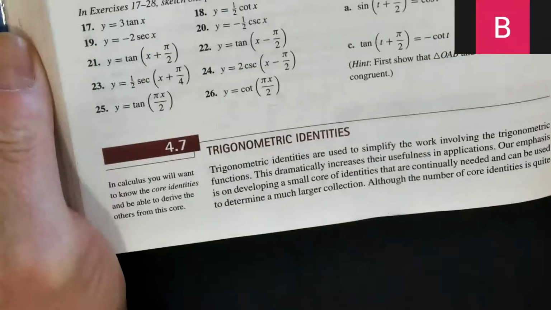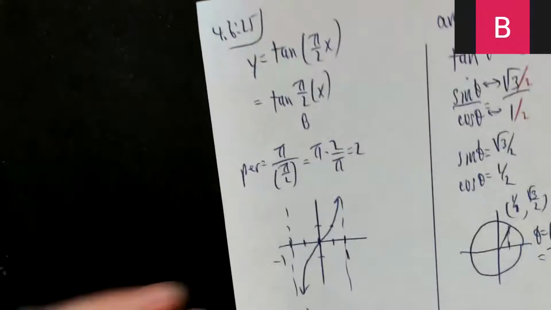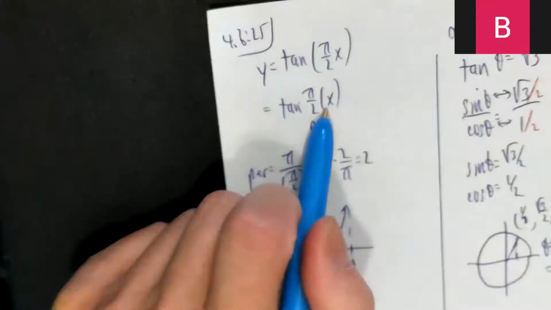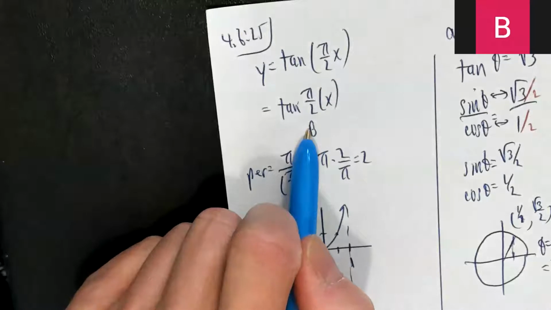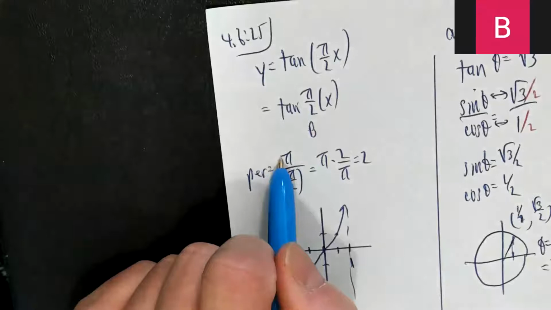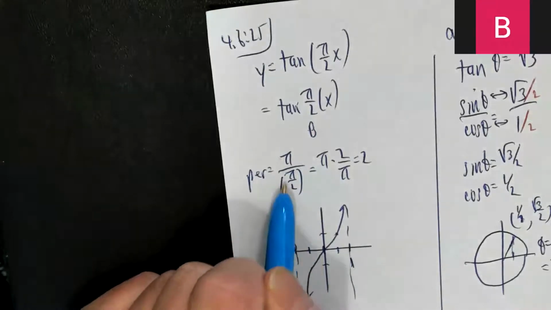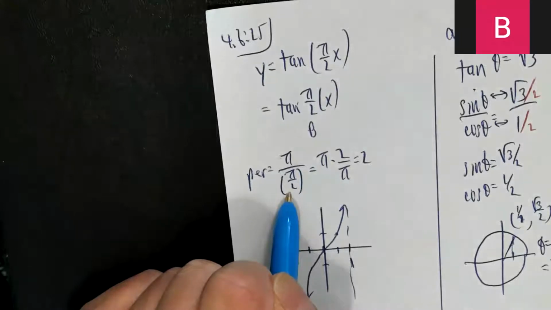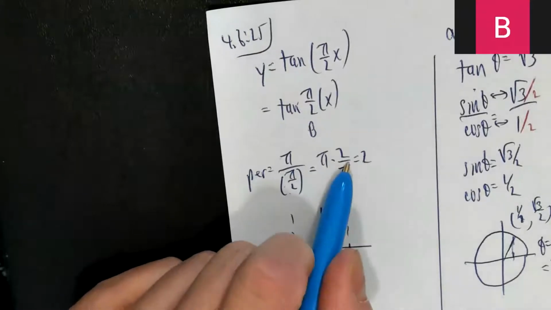238. Y equals tangent pi over 2 x. How do I graph that? So tangent pi over 2 x, this is my b. The formula for the period of the tangent function, it's not 2 pi over b. For tangent and cotangent, it's just pi over b. So it's pi divided by pi over 2. If you divide by pi over 2, you multiply by 2 over pi. Pi is canceled out. Period is just 2.